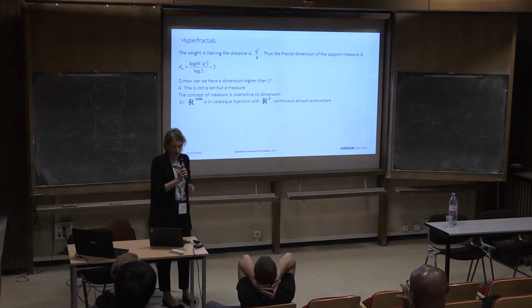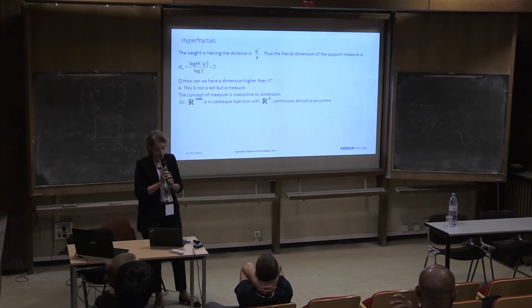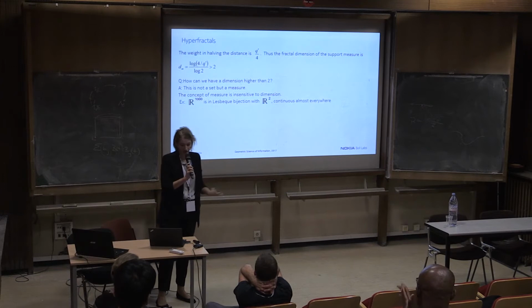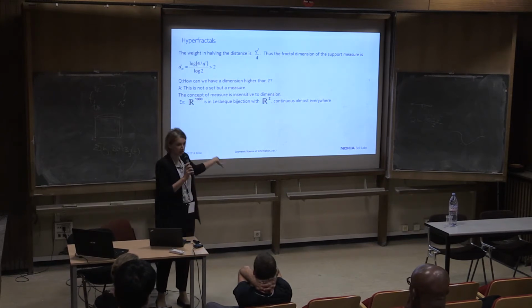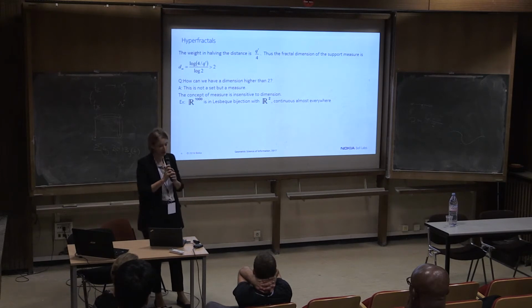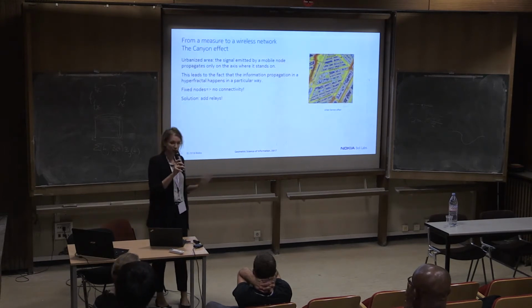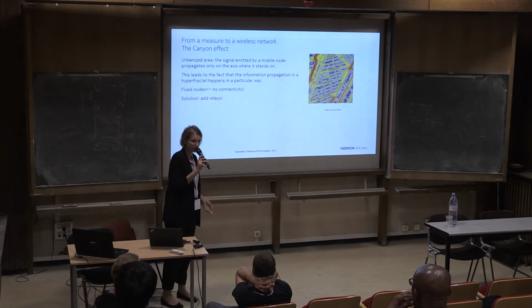If you're wondering how we can have a dimension that is higher than 2, well, this is because we do not have a set, but a measure. And the measure is a concept that is insensitive to dimension. As an example, you can think about R1000, which is in Lebesgue bijection with R2.